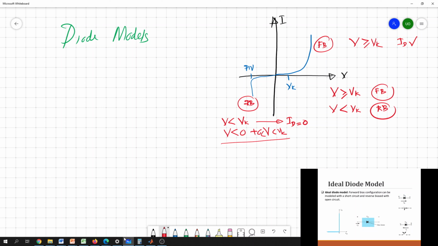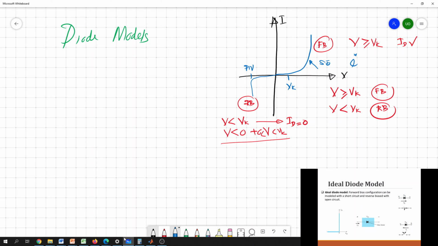So in the previous video we discussed that we can model this curve using the Shockley equation. It's an exponential type of function. If you need to analyze the circuit very precisely, we can go with the Shockley model. Otherwise we don't need that precision. So we can approximate this behavior of the VI characteristic with different simple approximations, and we can build diode models based on these characteristic curves.